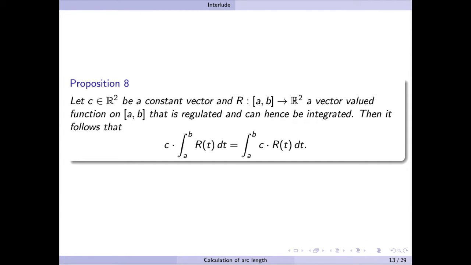We start with proposition 8, which says that if C in R2 is a constant vector and R from AB to R2 is a vector valued function on AB, which is regulated, then R can be integrated. And moreover, it follows that the dot product of C with the integral of R of t from A to B equals the integral from A to B of the scalar valued function represented by the dot product of C with R of t. In other words, just like in the integral of scalar valued functions, one can move a constant into the integral. Similarly, a constant vector can also be absorbed into an integral of a vector valued function.